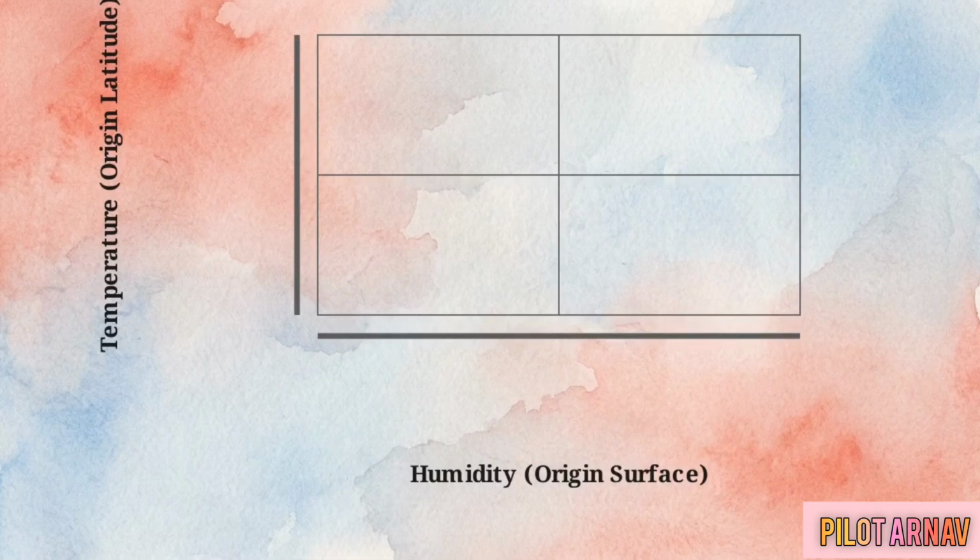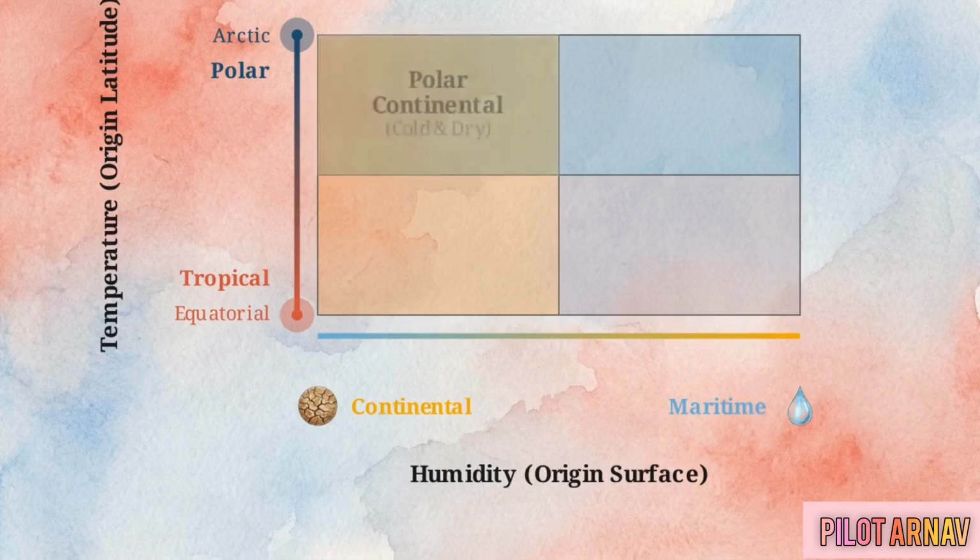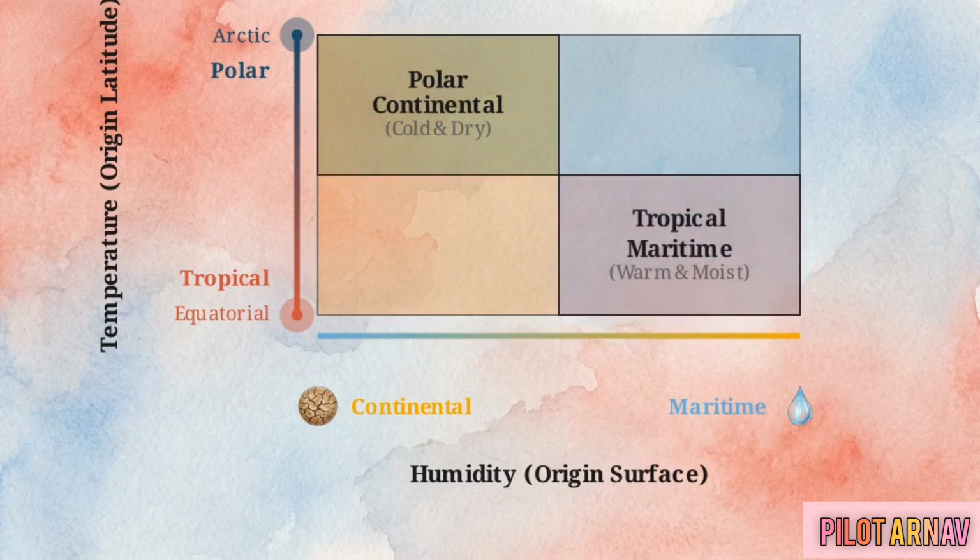Air originating over the poles is polar, while air near the equator is tropical. Extremes exist as well, Arctic for extreme cold and equatorial for extreme heat. For humidity, air forming over land is continental and dry. Air forming over water is maritime, absorbing moisture to become humid. Combining these axes gives us specific profiles. A polar continental mass is cold and dry, whereas a tropical maritime mass is warm and moist.